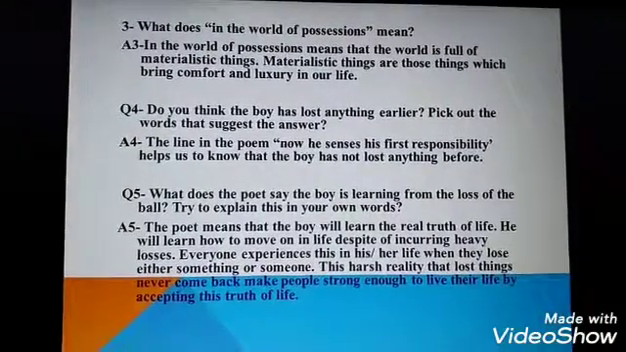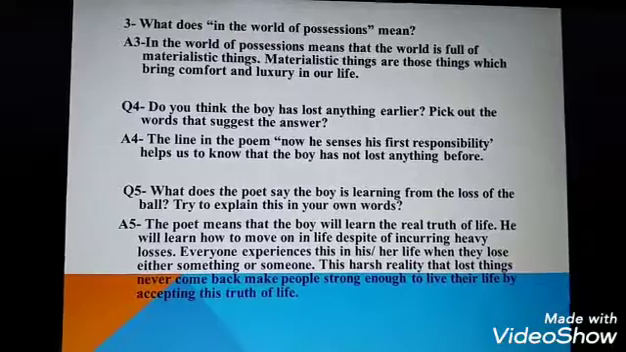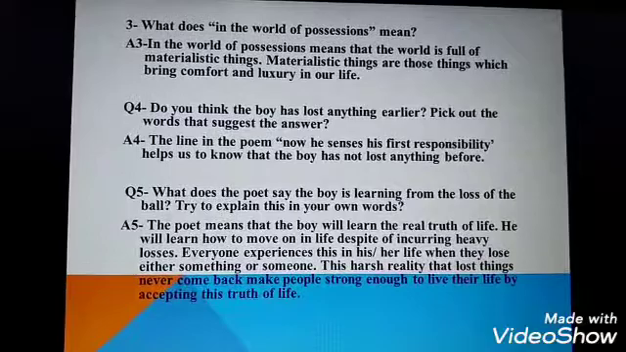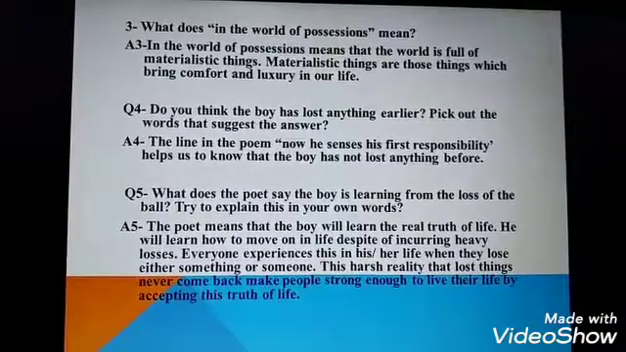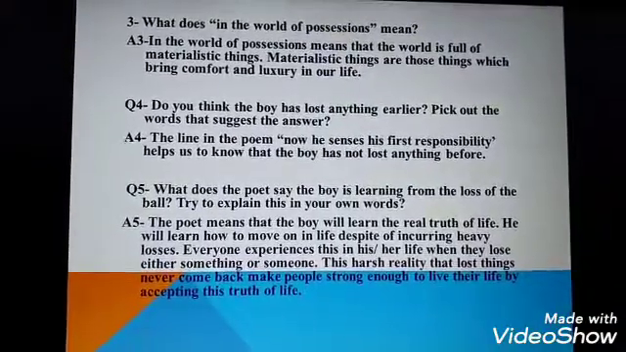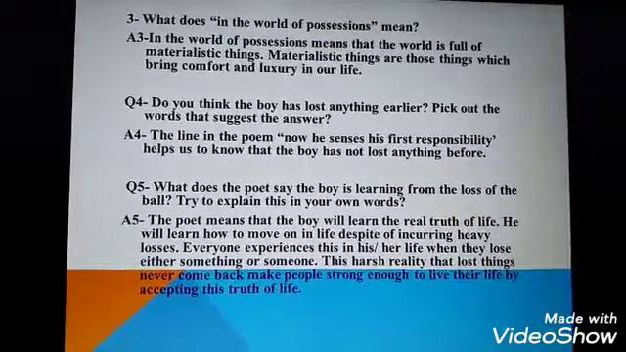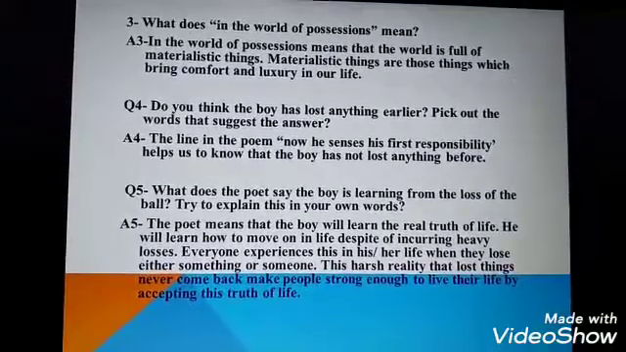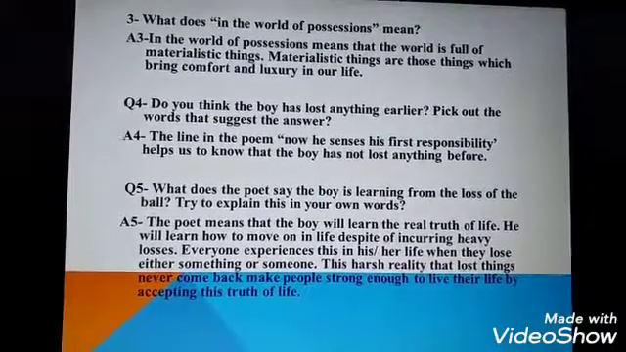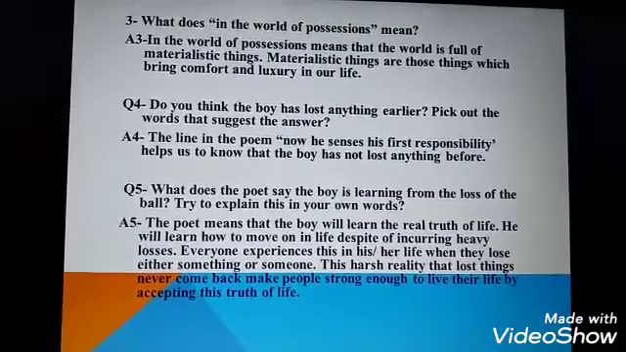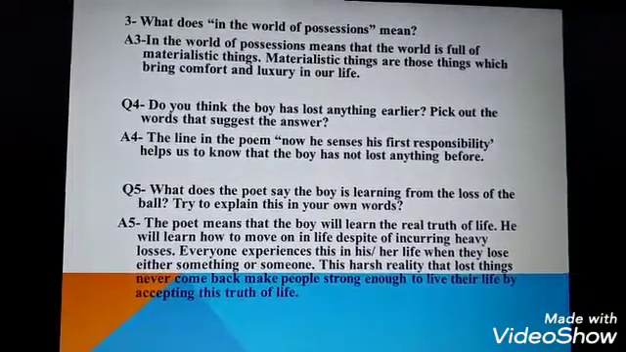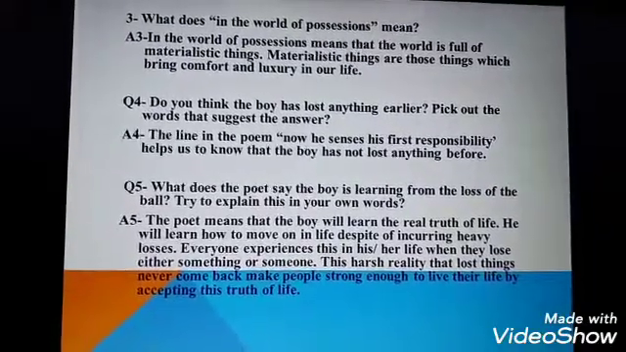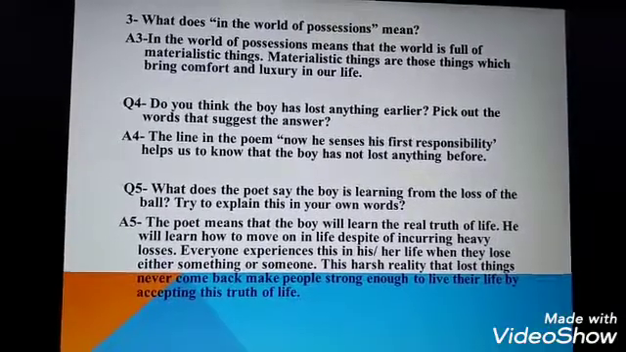Question number 3. What does "in the world of possessions" mean? Answer. "In the world of possessions" means that the world is full of materialistic things. Materialistic things are those things which bring comfort and luxury in our life. Question number 4. Do you think the boy has lost anything earlier? Pick out the words that suggest the answer. Answer. The line in the poem, "Now he senses his first responsibility," helps us to know that the boy has not lost anything before.